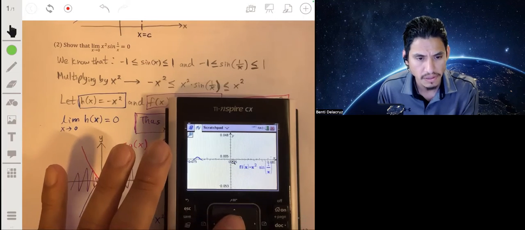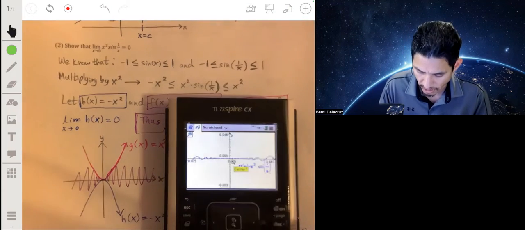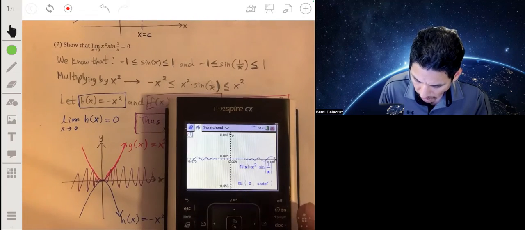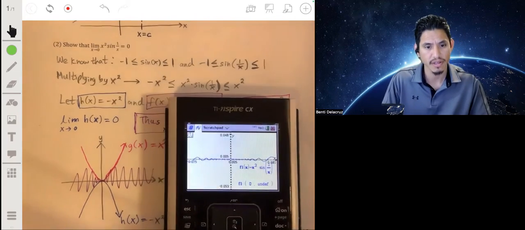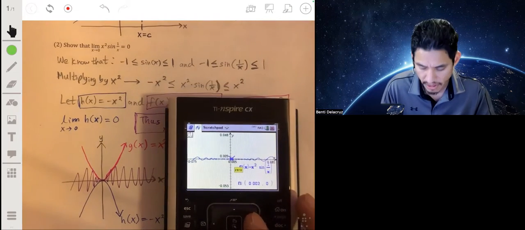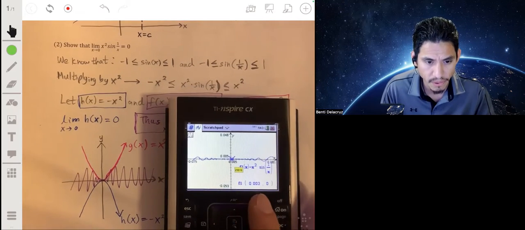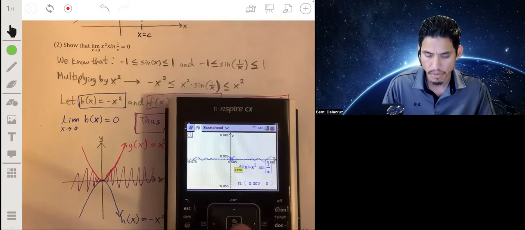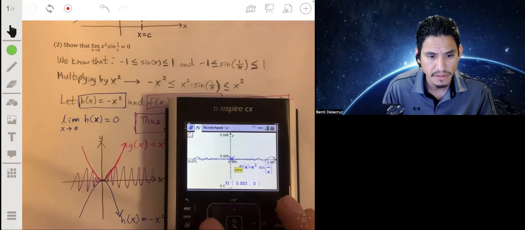The computer can't even figure it out. Let's see what happens if we trace it. Wow. If you look at this, not even the calculator can answer our question. It says at the point x equals 0... I can't even. Oh man.